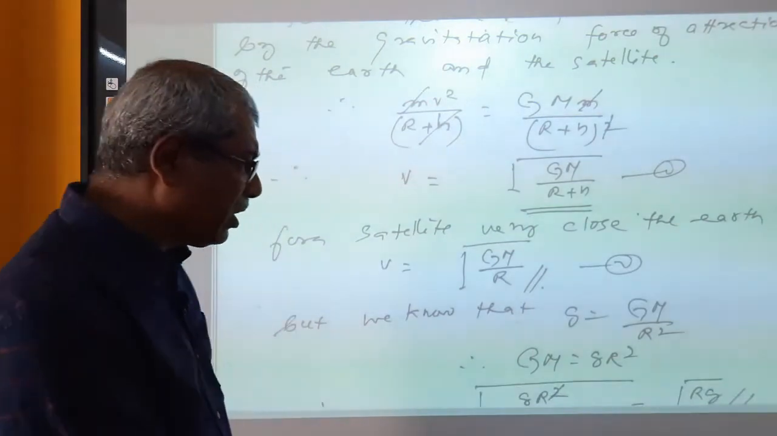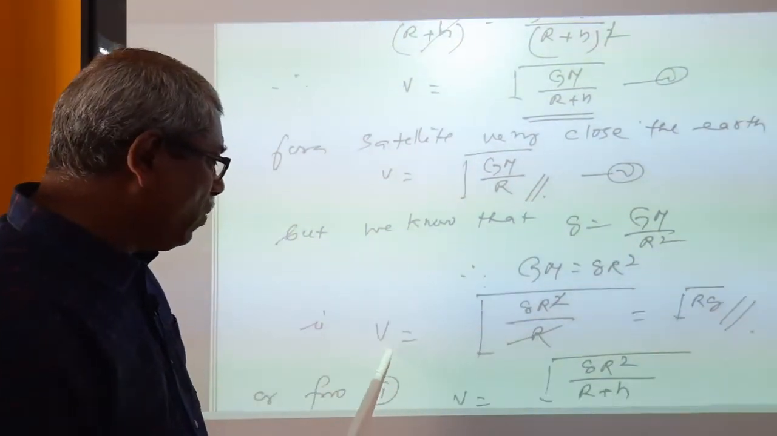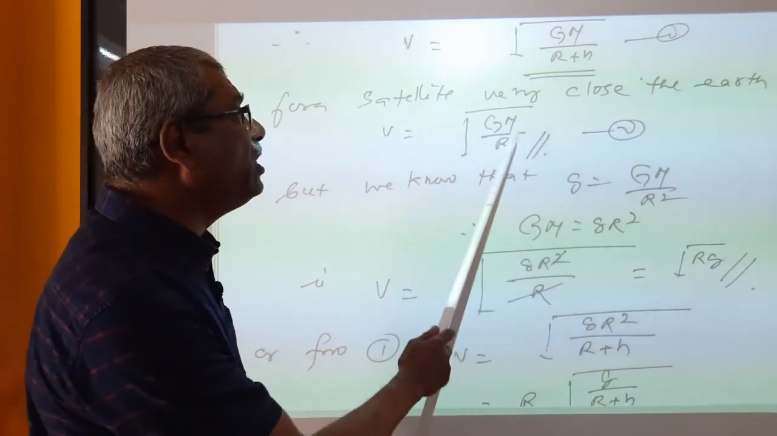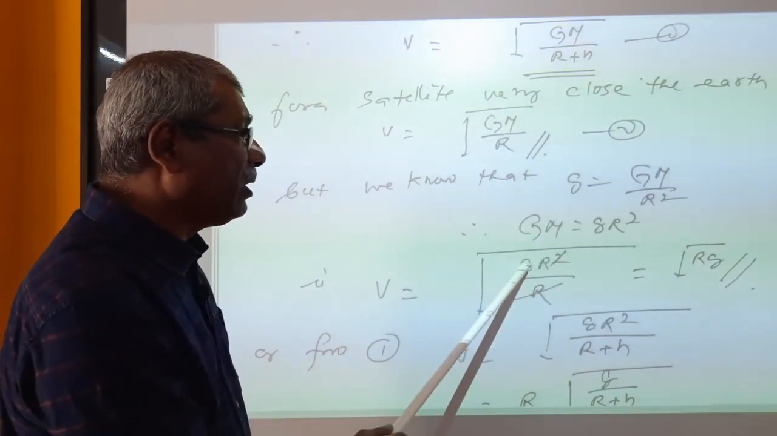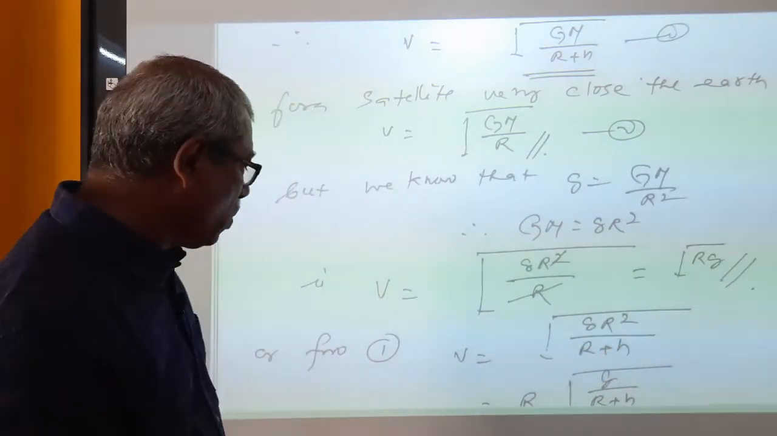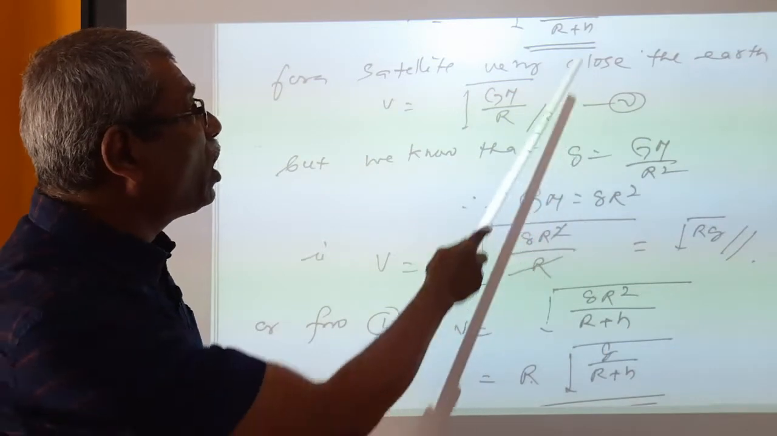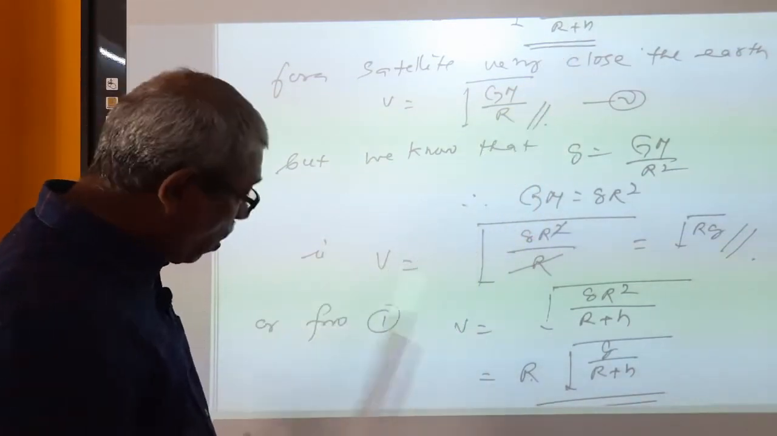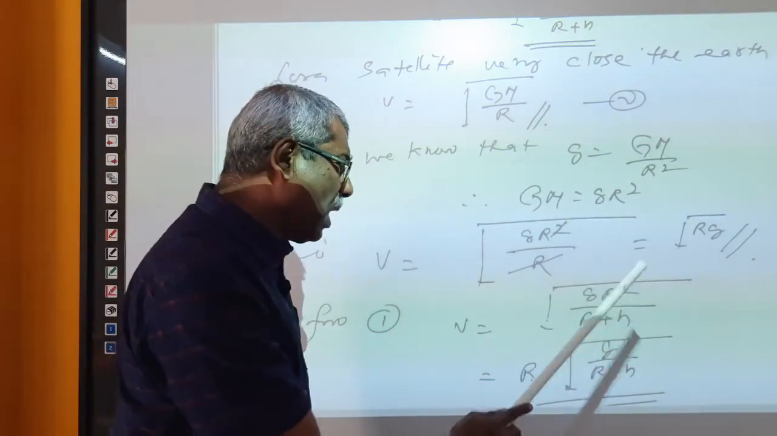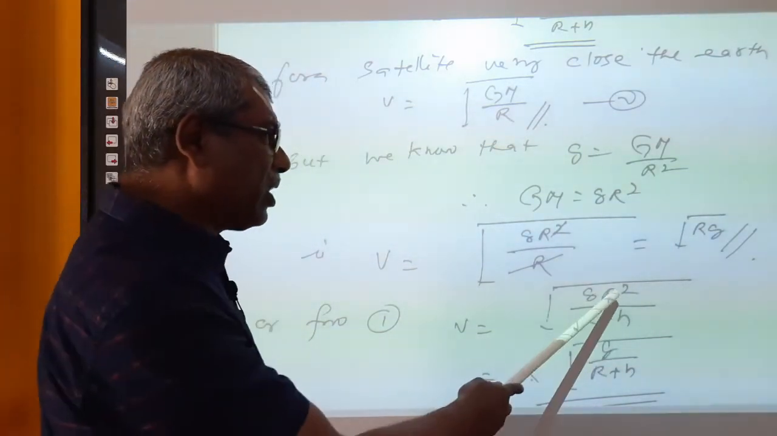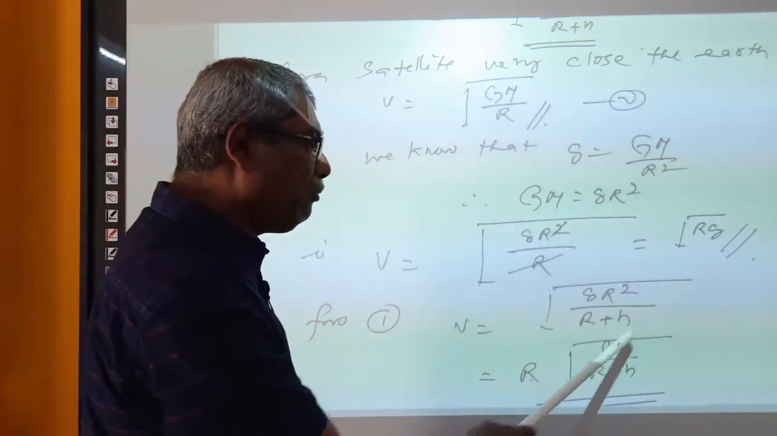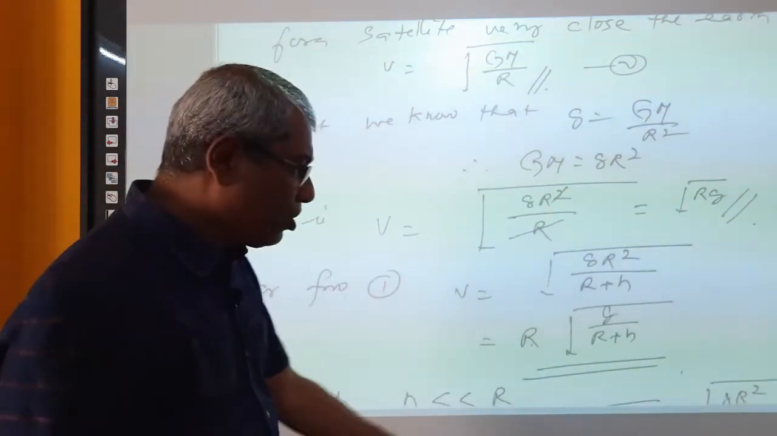It is a very simple thing. Therefore V O is equal to root of g r squared divided by r, because in place of GM I am writing g r squared. That is equal to root of rg. From the earlier equation with r plus h, we get the same thing: v is equal to root of g r squared divided by r plus h. When r squared comes outside the root we get r into root of g by r plus h.